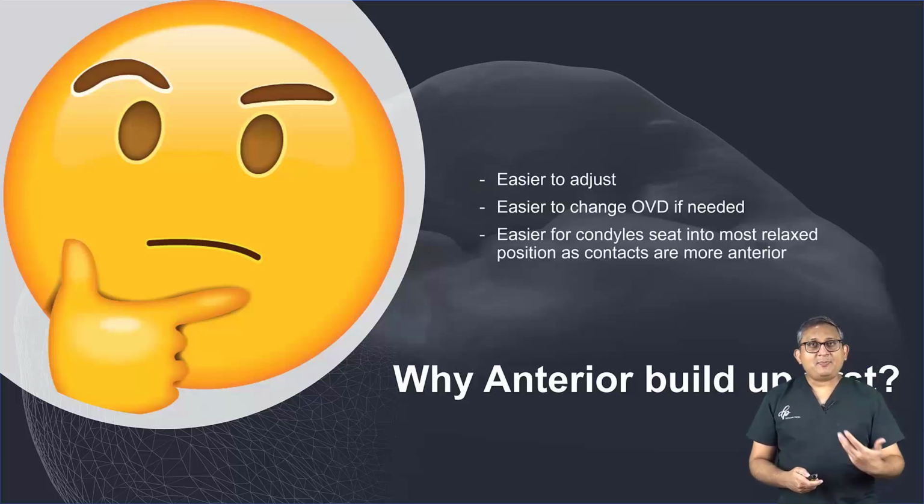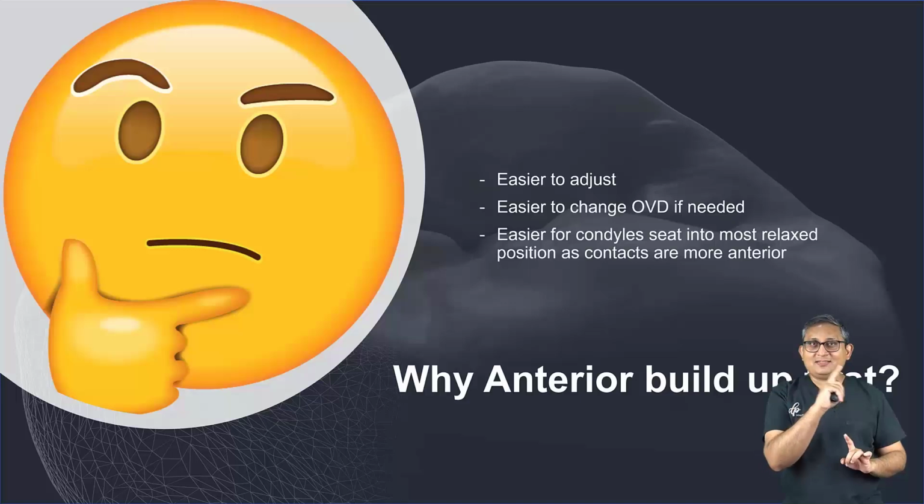So that's why I prefer the anterior teeth first, because it's easier to adjust. Patient can get used to the bite and everything. If you want to change your OVD, you just need to reduce 6 spots. You have 6 contact points on the front 6 teeth. You just need to reduce those 6 contact points and then you're done. And it's easier for condyles to seat back.